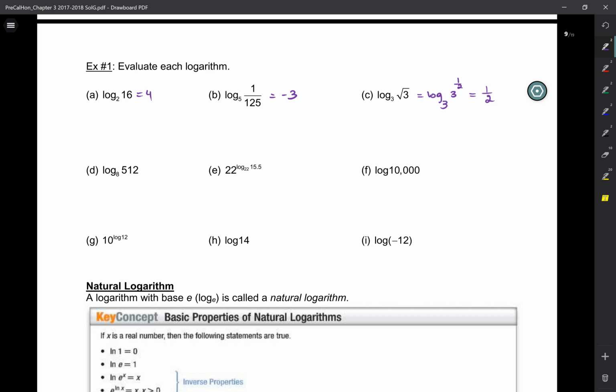So root 3, another way to write root 3 is 3 to the half. So now I say, what should the exponent of 3 be? So I get 3 to the 1/2. Okay? All right. 8 to the what gives you 512? Is it 4 or 3? 3? 4 just seems too big. Okay, when you have something like this, 22 log 22, it just goes away. And we have 15.5.